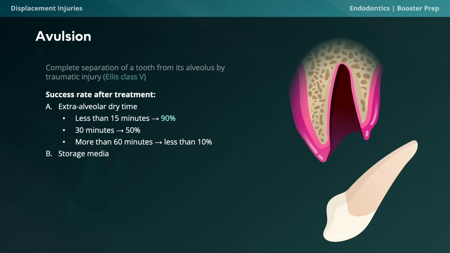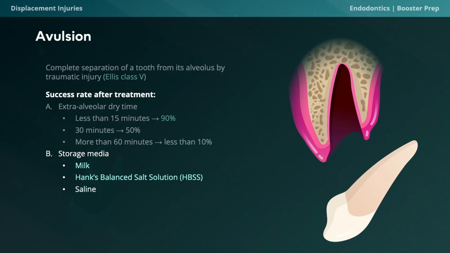Now, if for whatever reason you can't reimplant, you need to store the tooth, but you gotta pick your solution wisely. Milk is gonna be your go-to, not only because it's readily available, but it's also the best storage media. Hank's balanced salt solution or saline can also work, but let's face it guys, most people don't have this stuff hanging around the house. Okay, what about saliva? Not the best, it can actually damage the tooth. And finally, water is a no-go since it can really hurt the tooth's chances of surviving.